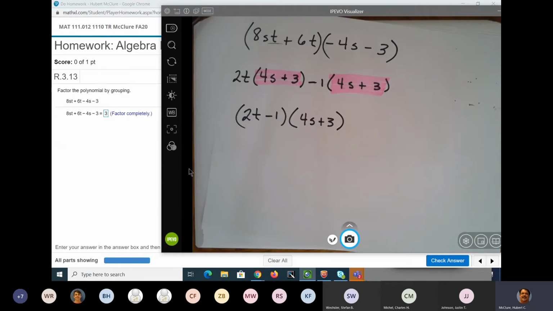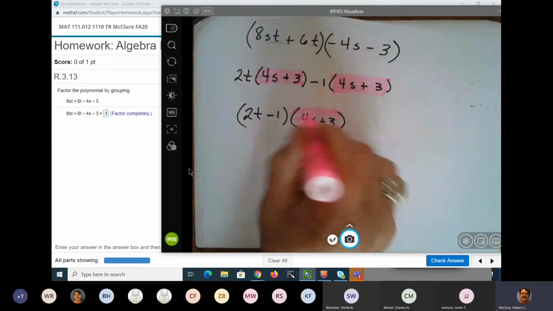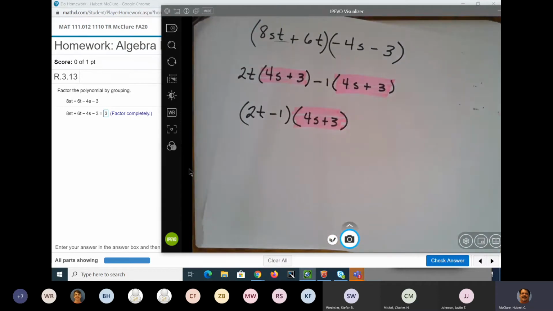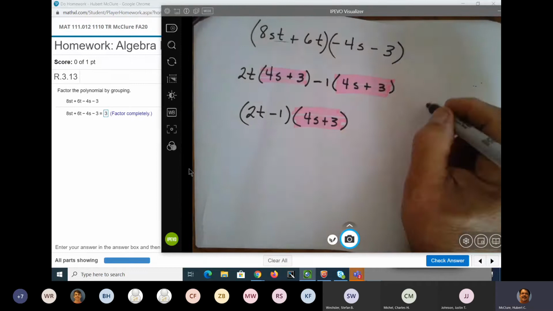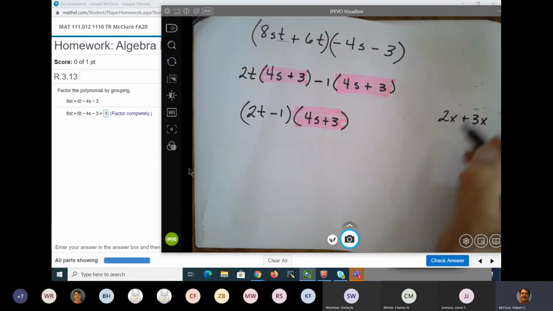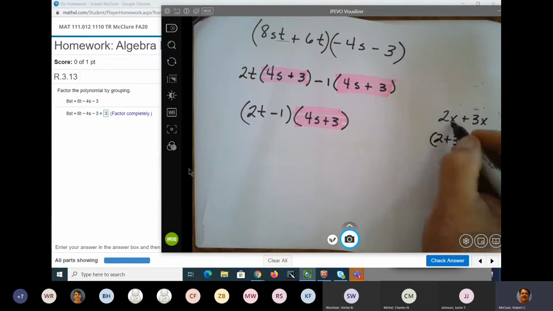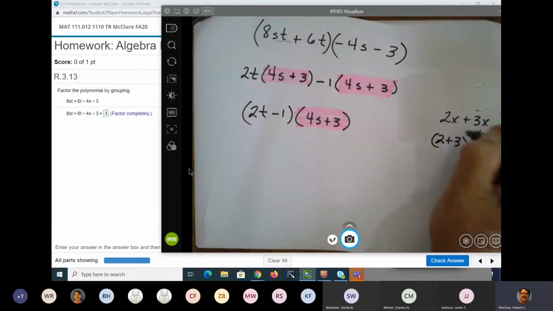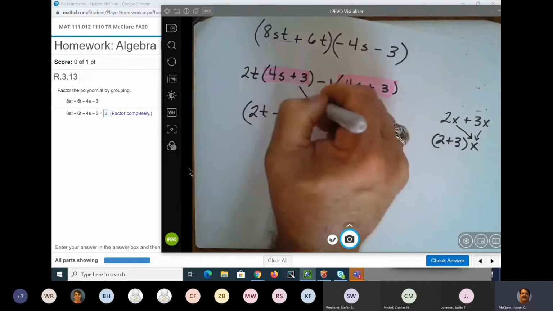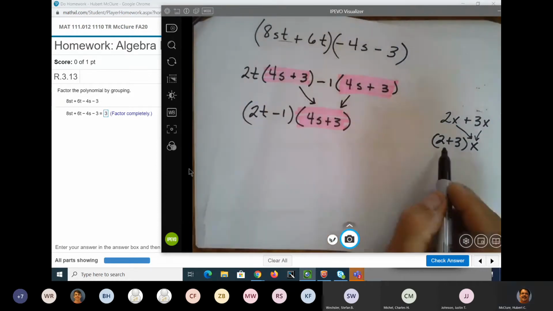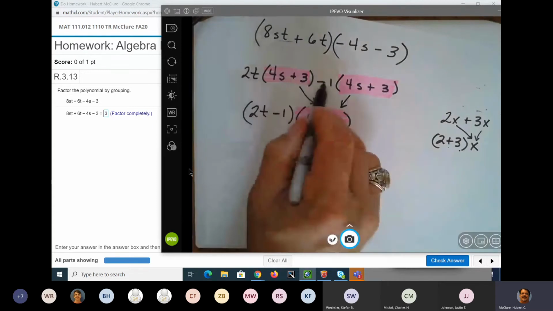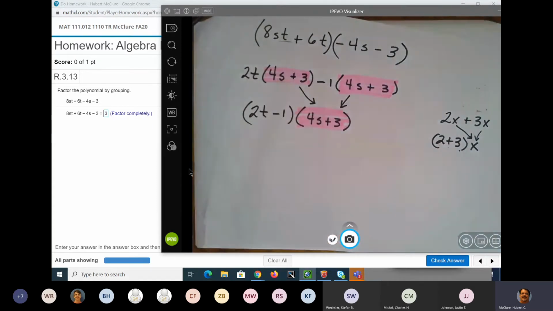If you don't understand what I'm talking about, go back to pre-algebra. What is 2x plus 3x? Well, 2 plus 3, and then what does that x do? It just comes down, right? Same thing here. And instead of saying 2 plus 3, I do 2t minus 1. And like I say, if you look at that and you're going, okay, I remember that, or I'm glad he went over that, that's a good thing.